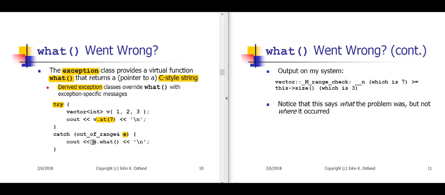We can invoke e.what to find out more details about this particular out_of_range, and what we get, at least on my system using GNU C++, is "in the vector class M_range_check," that is, we're checking the subscript, and the subscript is 7, and that's greater than or equal to the size of the vector, which is 3. So in a nutshell, that tells us that we tried to use an index of 7 in a vector that only contained 3 elements. This is nice.